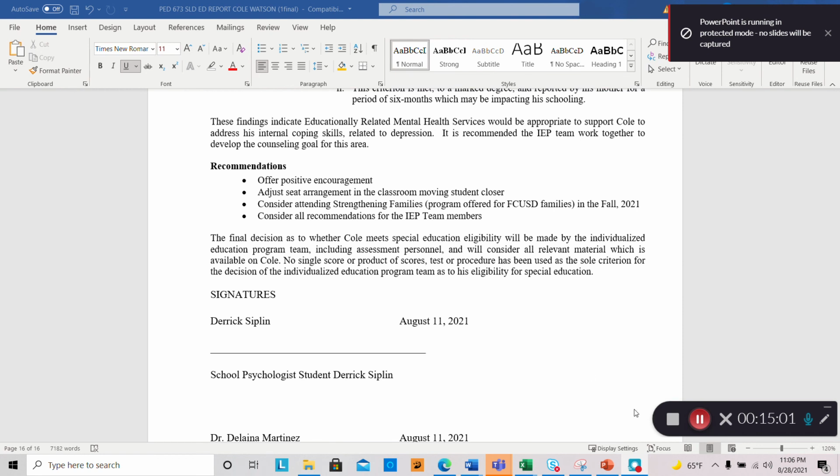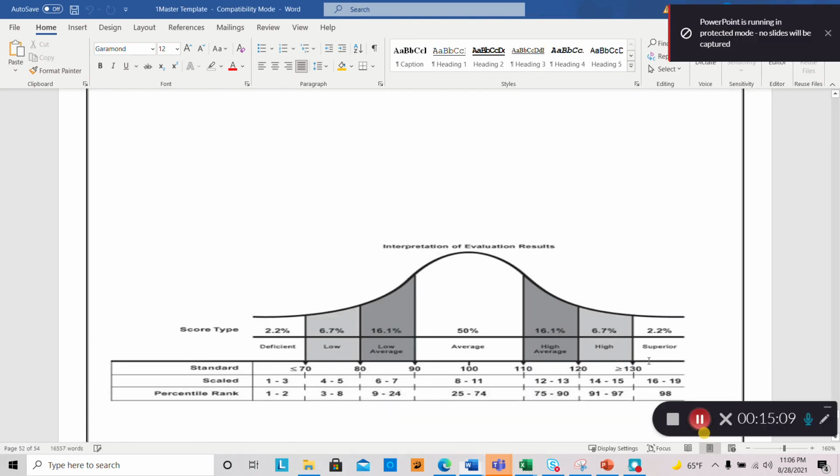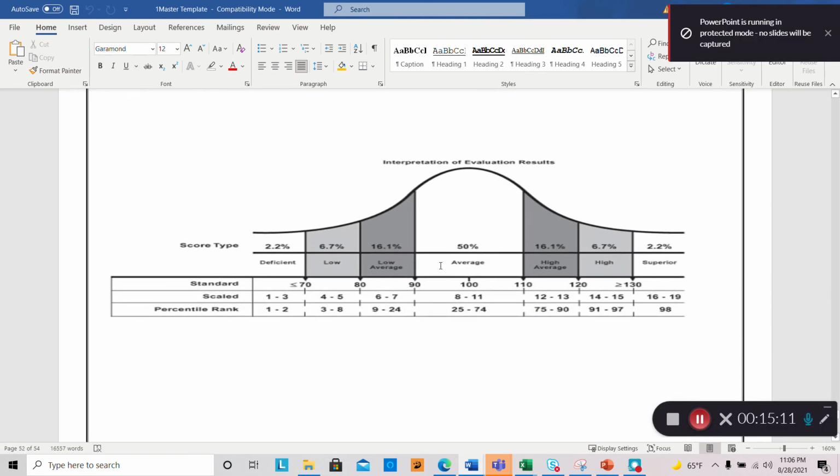Any questions? Do you have any questions? Anything I can clarify? I can definitely show this graph again, and we can pinpoint where he lands on the scale.